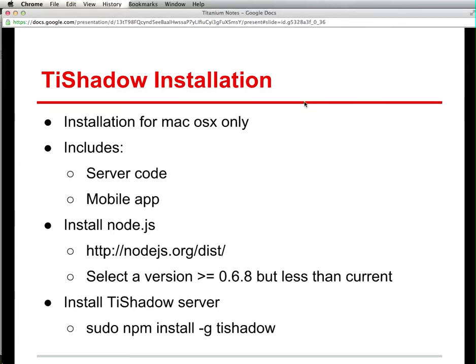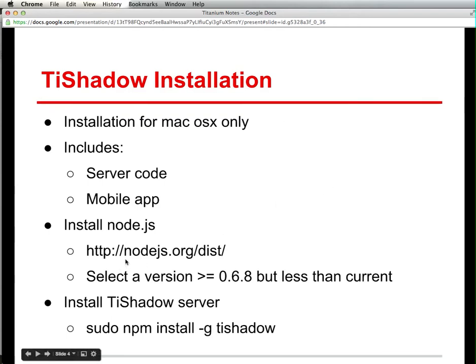In this lesson, I am going to show you how to install the TiShadow program, which we saw in a previous podcast. The installation that we're going to do will only work for Mac OS. Haven't verified an installation for Windows as of yet. We're going to be doing two parts, installation of a server code and then installation of a mobile app.